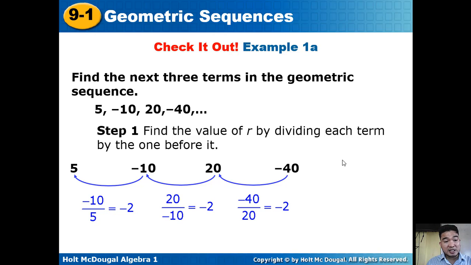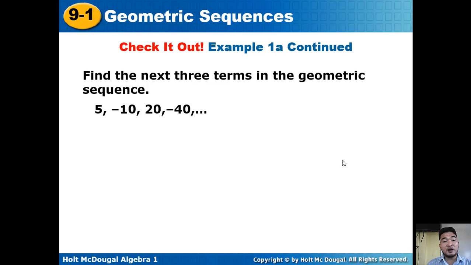And as you can see, we have an alternating sequence here. Positive, negative, positive, negative. So the common ratio is automatically negative. So the value of r is negative 2. And we are asked to solve for the next three terms in the geometric sequence.